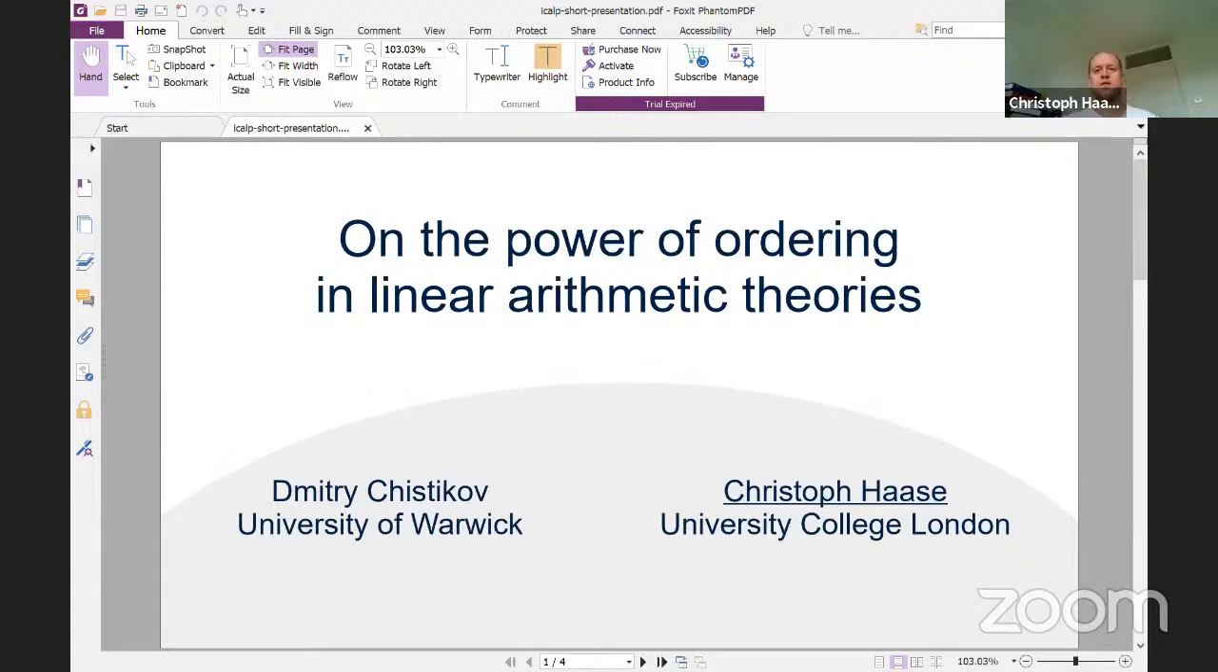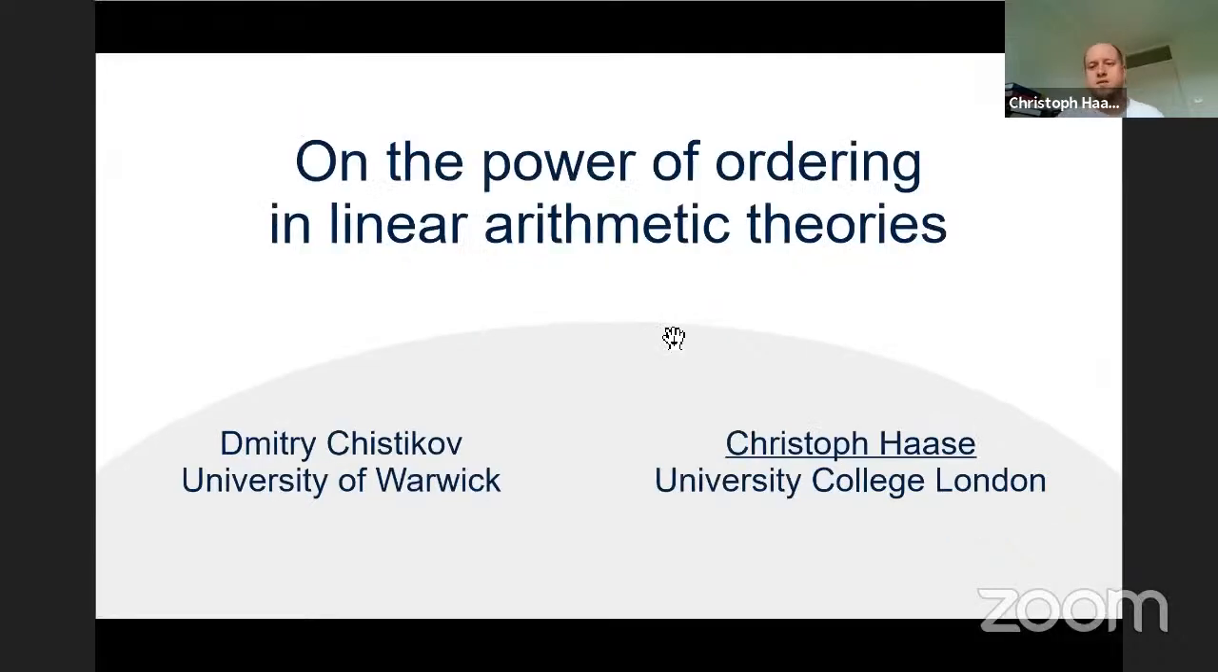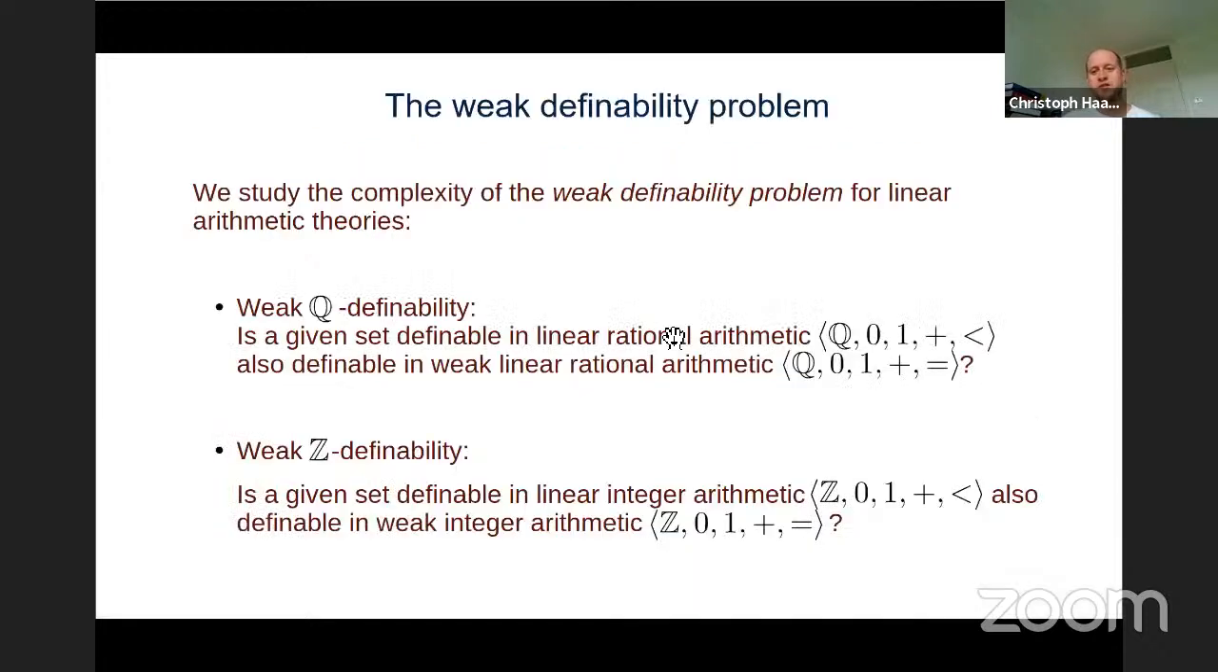Okay, so this is joint work with Dimitri Chistikov from Warwick, and it stays in logic, but it's not about CSPs. In our paper, we study the complexity of the weak definability problem. This is a problem that was first looked at by Geoffroy and Fingari roughly 10 years ago.